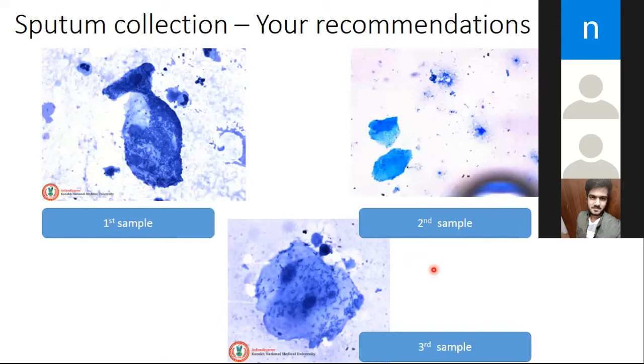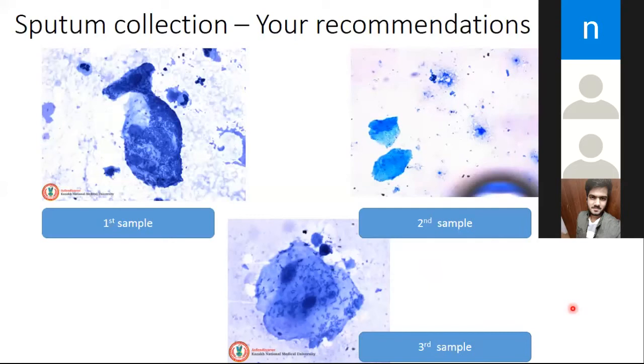Next, what you see here and your conclusion. This question is for Abhishek Agarwal. Ma'am, in the first sample, we can see it's saliva because the number of nuclei is not high.